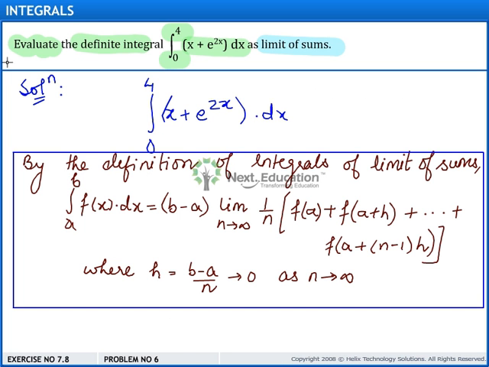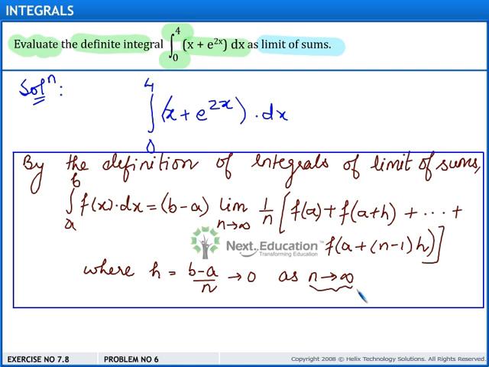By the definition of integrals as the limit of a sum, the integral of f(x) dx from a to b is equal to (b minus a) into the limit as n approaches infinity of 1 upon n into [f(a) plus f(a plus h) plus so on up to f(a plus (n minus 1)h)], where the value of h is equal to (b minus a) upon n, and this tends to 0 as n tends to infinity.